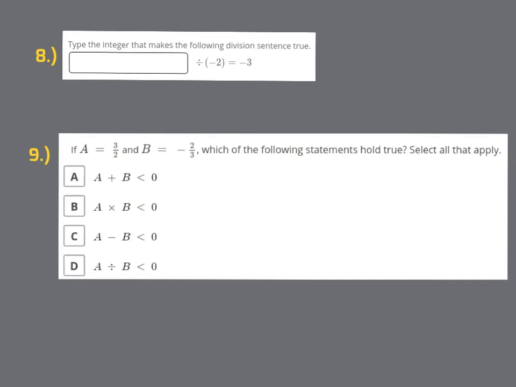Next, the integer that makes the following division sentence true. Okay, so whenever we're looking at this, I'd like to put a variable in here. X divided by negative 2 equals negative 3. So then, of course, I say to myself, I want to get X by itself. So I ask the question, same question every single time, and that question is, what is the opposite? Well, I know that the opposite of divide by negative 2 is multiply by negative 2. So I'm going to multiply by negative 2 on both sides, because the only way to keep it balanced is if I do the same thing on both sides.